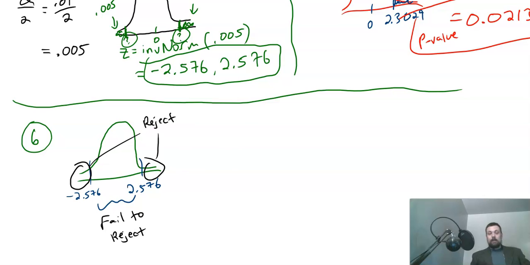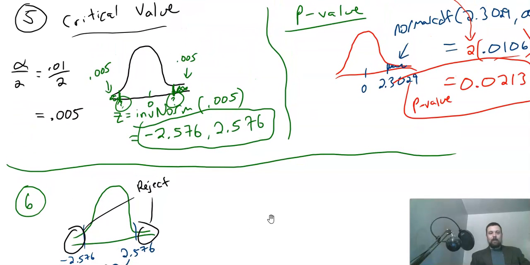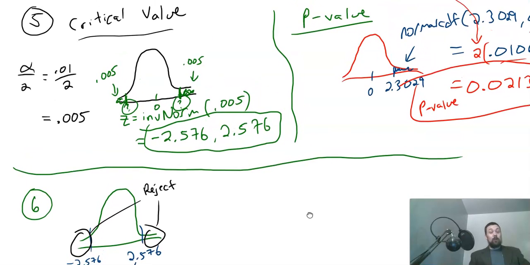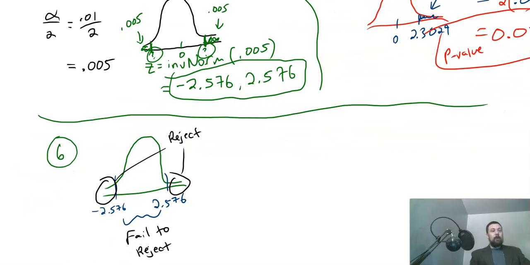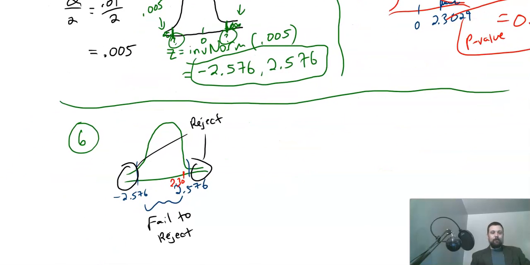So where is our test statistic? I don't remember what it was. It was kind of like on the fence there. So it's 2.3, which is really close but does not cross the line, right? So 2.3 is going to be about right here. 2.30, what was it again? 2.3029. That's our test statistic. It stays between the two critical values, so we will fail to reject the null hypothesis in this case.